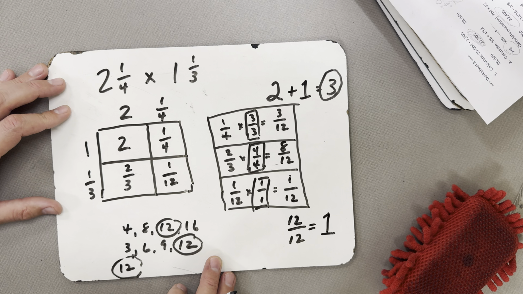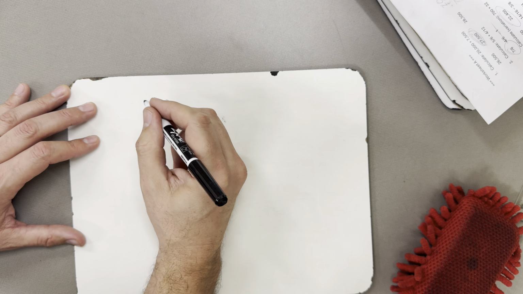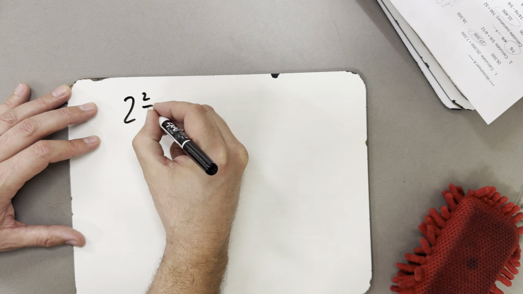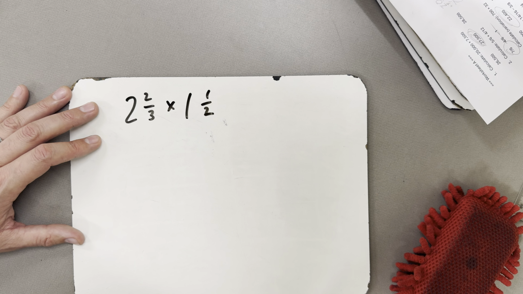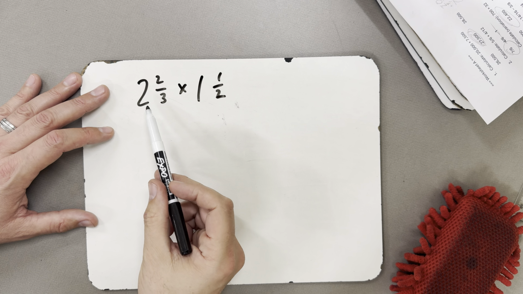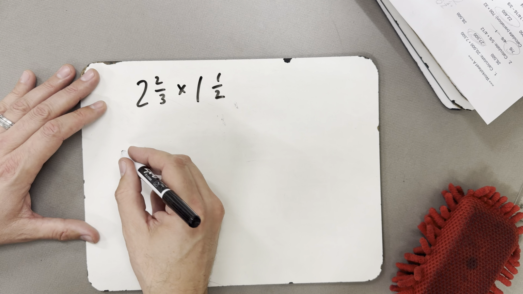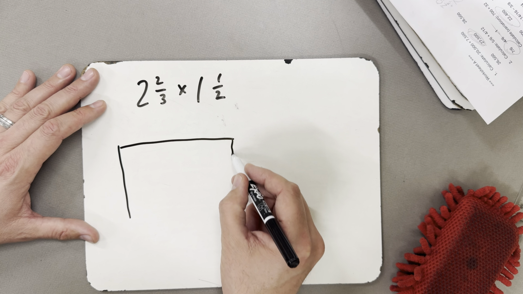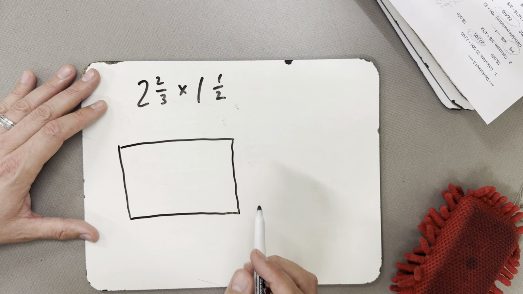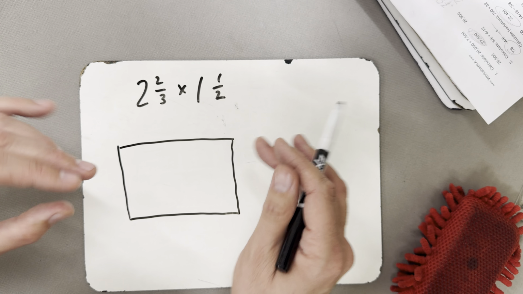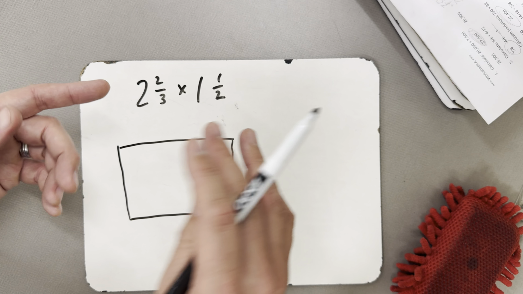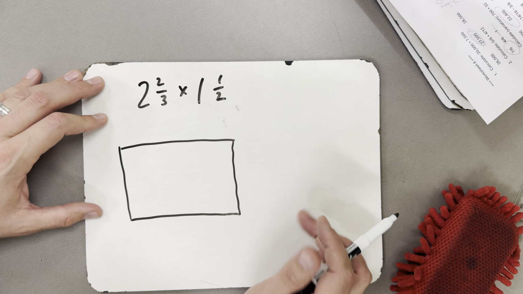So let's do kind of a medium way that it can happen. Let's say we have 2 and 2/3 times 1 and 1/2. Okay? So anytime I have a mixed number times a mixed number, one thing that I can do to solve it is create an area model. So you've got your mixed number times a mixed number, your area model, magic box, and then whatever else you need to do to finish out the problem.